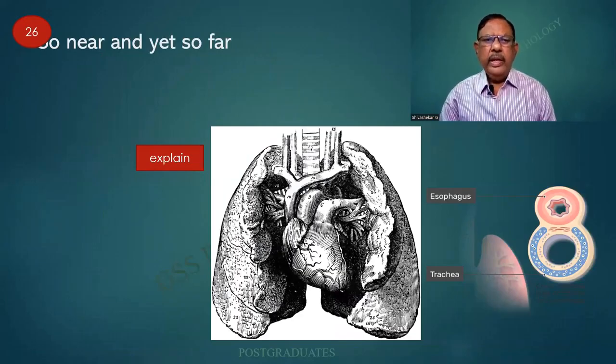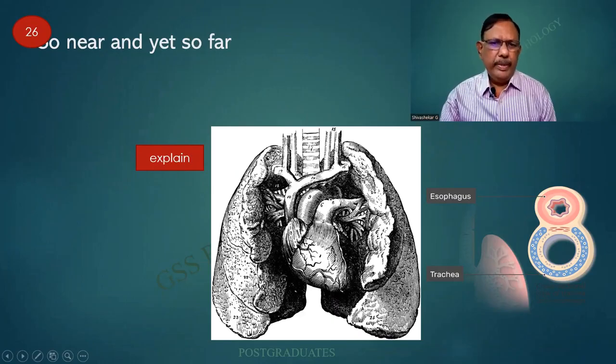So near and yet so far. So that is how you find that the circulatory system and the respiratory system are closely intertwined but then widely separate. I hope you people are able to recall the various structures, the arch of the aorta, the major branches, the trachea, the main bronchi, and so on.